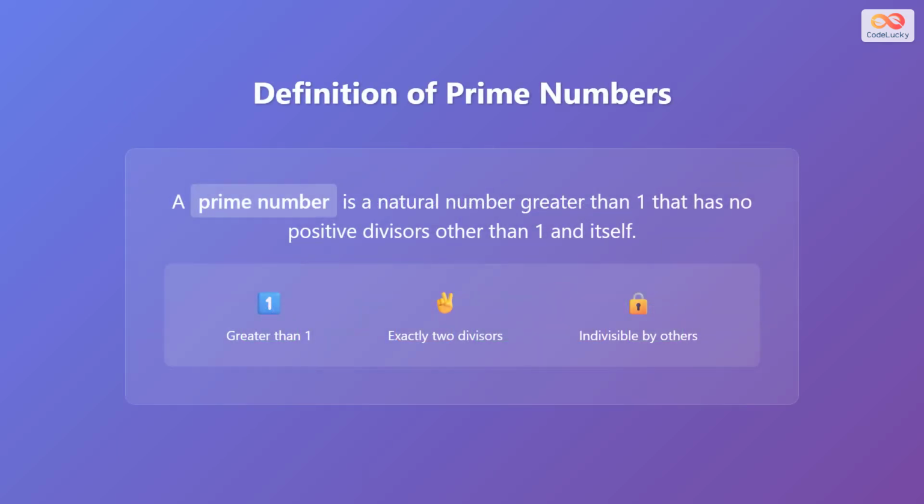A prime number is a natural number greater than one that has no positive divisors other than 1 and itself. This means it's only divisible by 1 and itself. There are 3 key conditions to identify a prime number. First, it must be greater than 1. Second, it must have exactly 2 divisors, 1 and itself. Third, it should be indivisible by any other number.